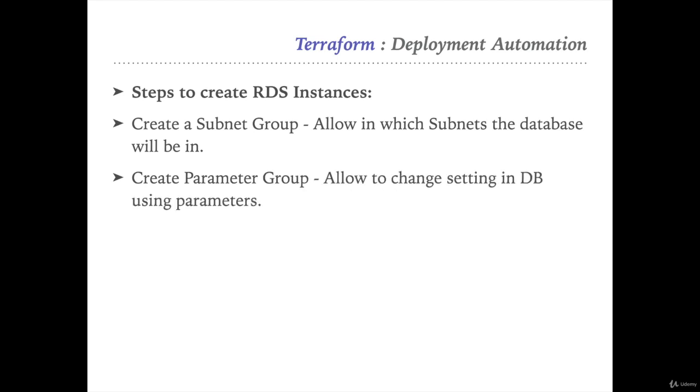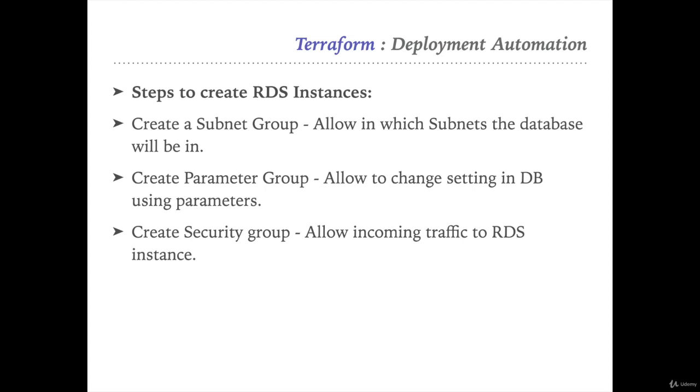Create a parameter group. The RDS service allows you to create a parameter group, and with the help of these parameters your DB settings will be managed, because RDS does not allow SSH connections, right? So you can only manage the RDS service through the parameters. Create the security group. That is definitely an important point. For the incoming traffic and the outgoing traffic, you need to manage the security group. You can create the security group in such a way that only the instances which are executing your application will be able to access your RDS service.